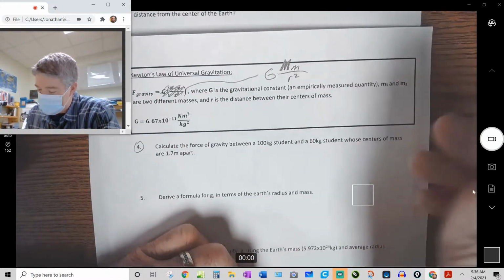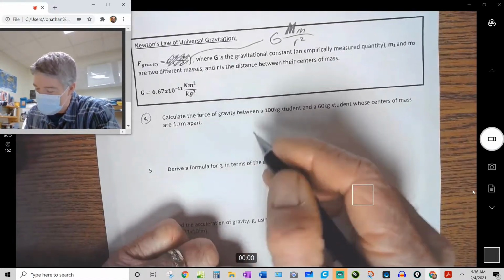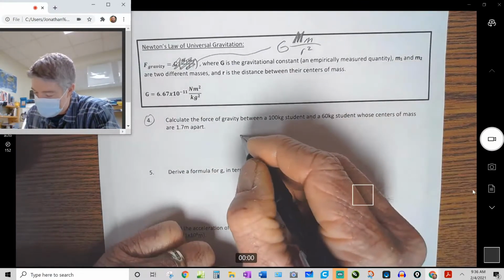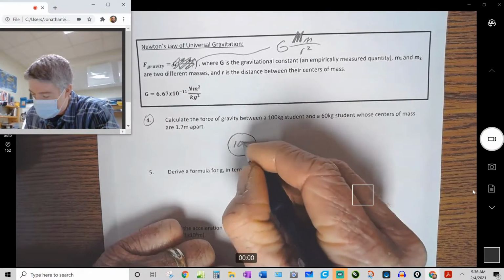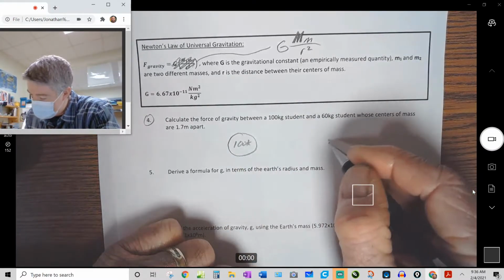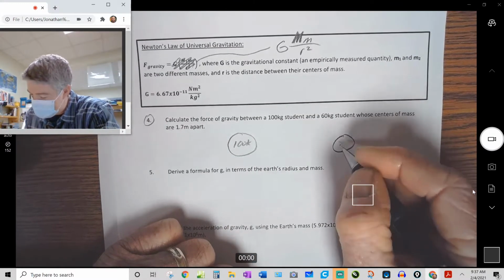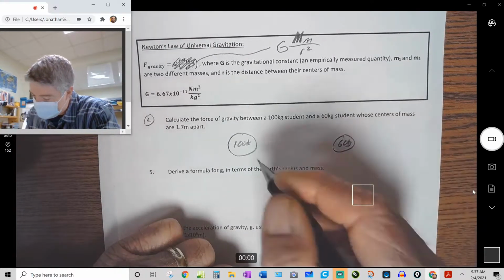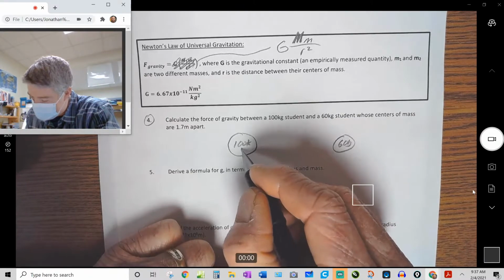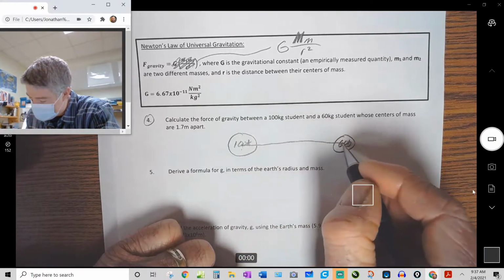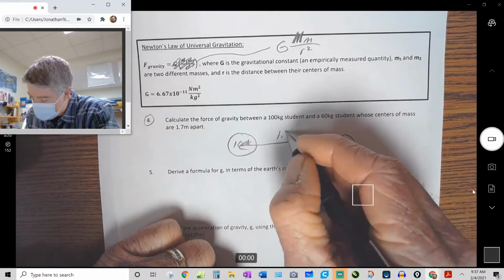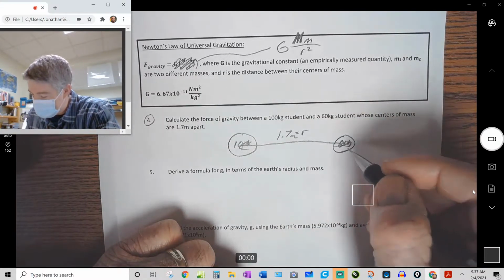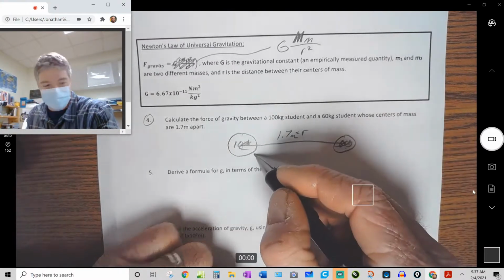So I'll draw the picture here, but I'm not going to do the calculations. I'll just show you the calculations. So here's the 100 kilogram mass, and here a student, a 60 kilogram student, and the distance between them, between their centers of mass, is 1.7 meters. So that's the r. This is one of the masses. This is the other mass.